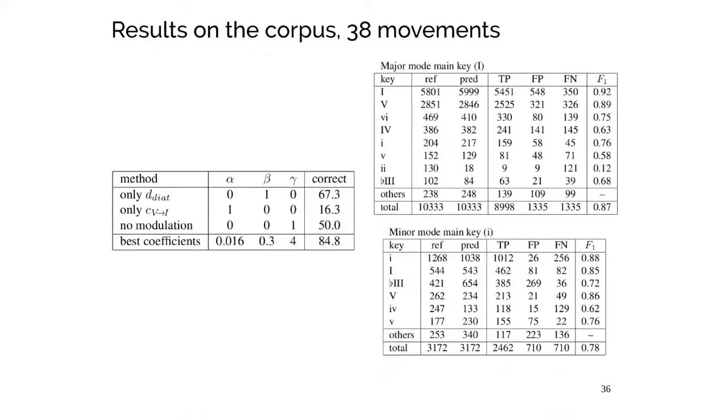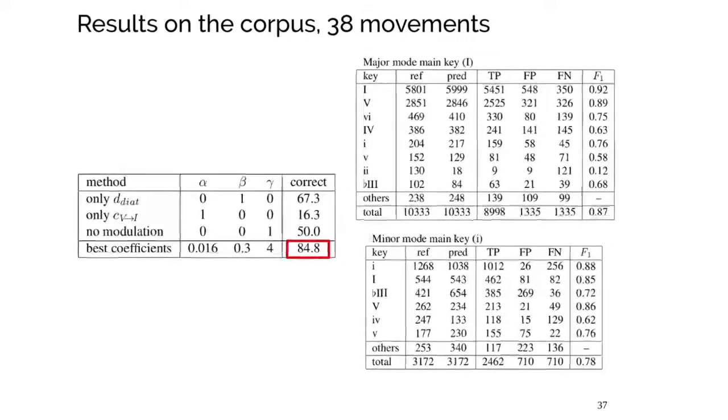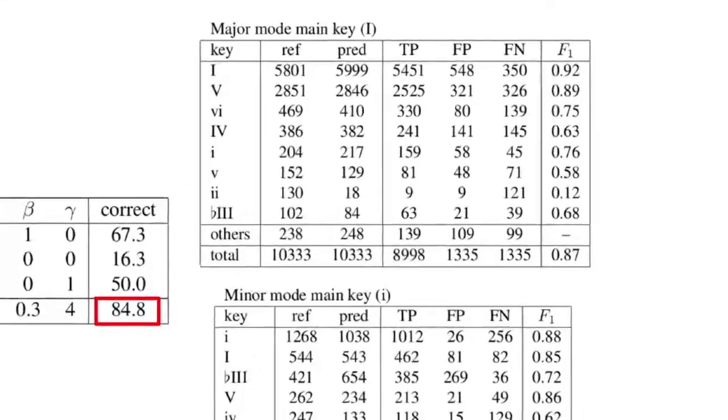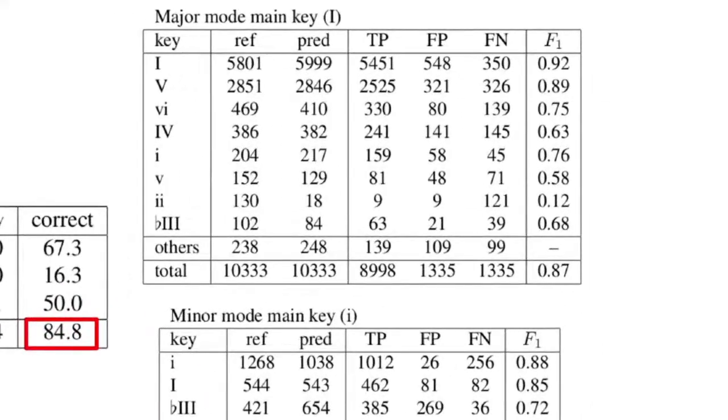We then evaluate the algorithm on the whole corpus. With the best set of coefficients, we have an accuracy score of almost 85%. The two measures who contribute the most are the current diatonic pitch set and the Weber table. If we go deeper into the results, the algorithm shows better results on pieces in major main keys than in minor main keys.